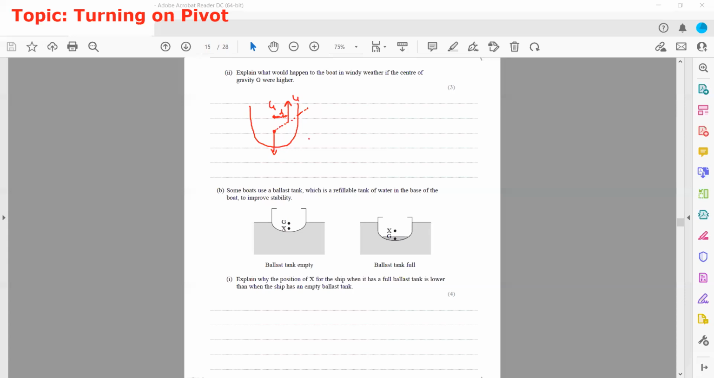So what will happen? It will be U into D. U is not changing, but D decreases. As the center of gravity is higher, the distance D is shorter. As a result of the distance D being shorter, U into D, which is causing an anti-clockwise moment, is smaller. So this is the anti-clockwise moment, the moment which is causing it to move in the anti-clockwise direction. This is point G.